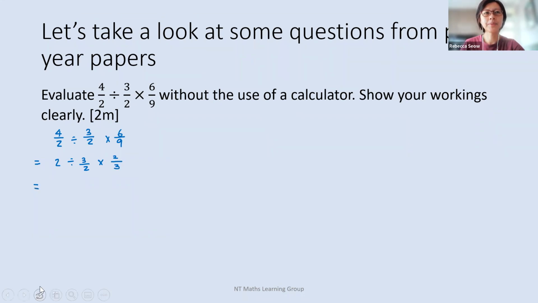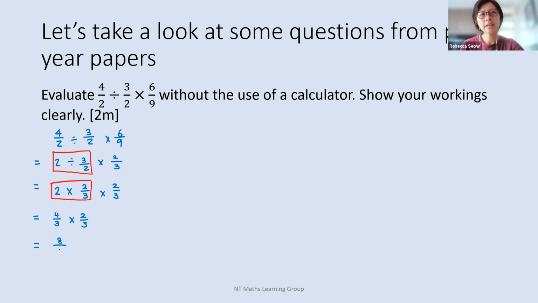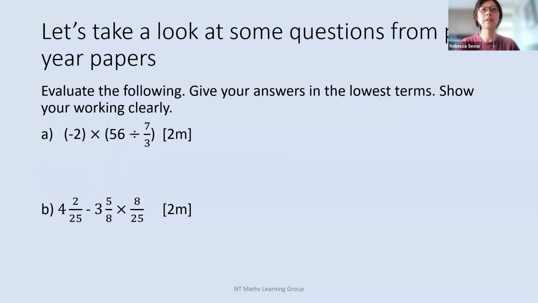Okay, now next, let me do KCF on this portion here first. On the division, I will end up with 2 times 2 out of 3 times 2 out of 3. Next, left to right. Let me work out this portion first. I have 4 out of 3 times 2 out of 3. And final answer, 8 out of 9. Next.